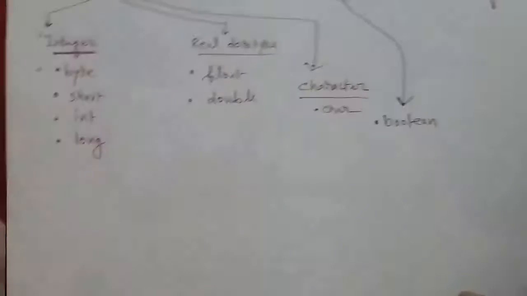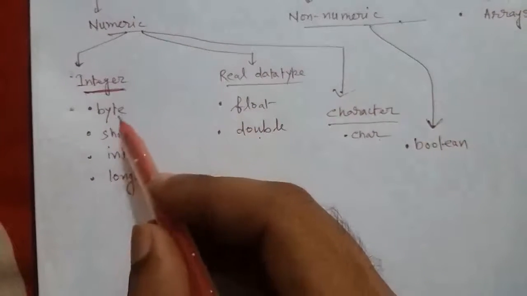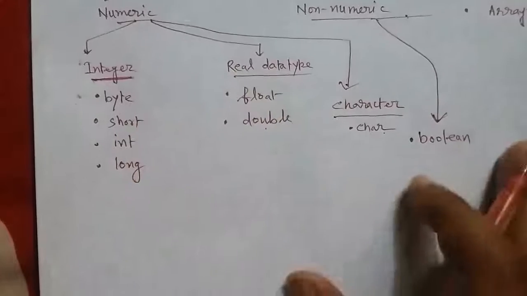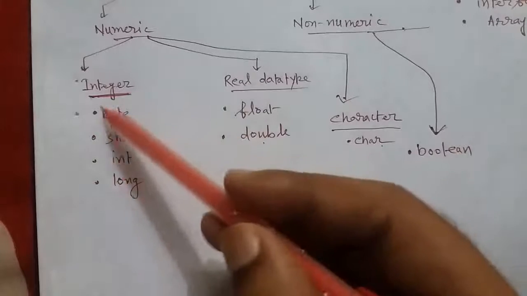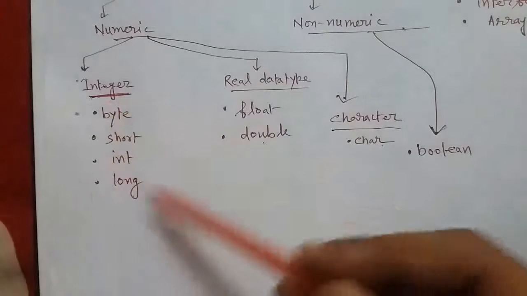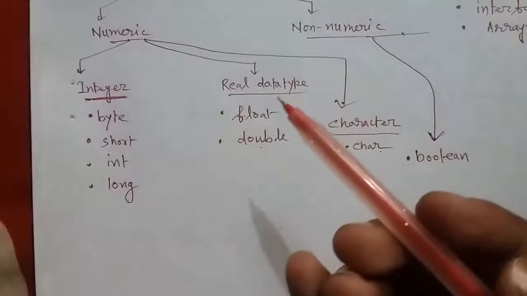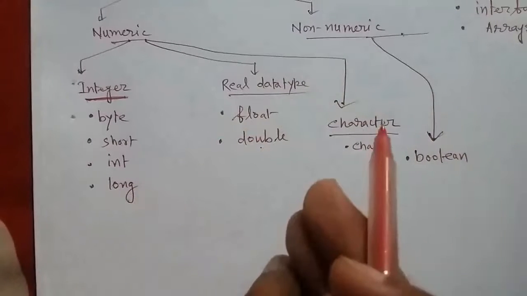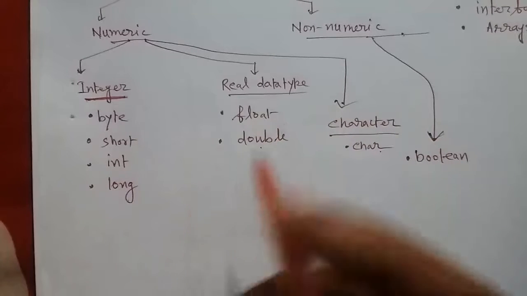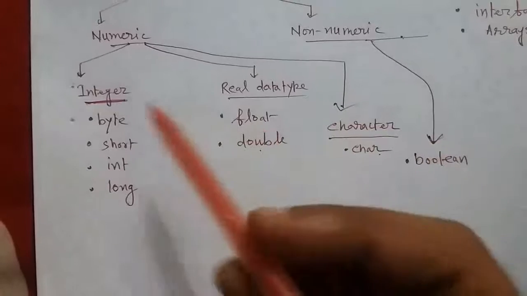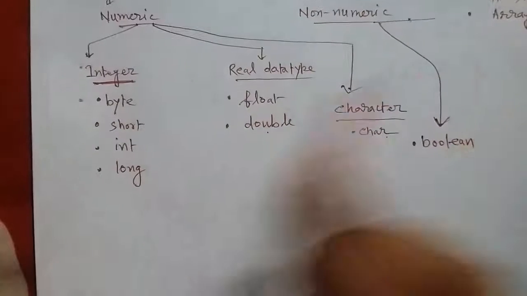So primitive data type, first one is byte. For byte, you need to know the description of this data type: what is the size of this data type, how much memory space is occupied by this data type, what is the default initial value for this data type, and what is the range of values that can be given to this data type, isn't it? So these types of things you need to remember. So at first, byte.